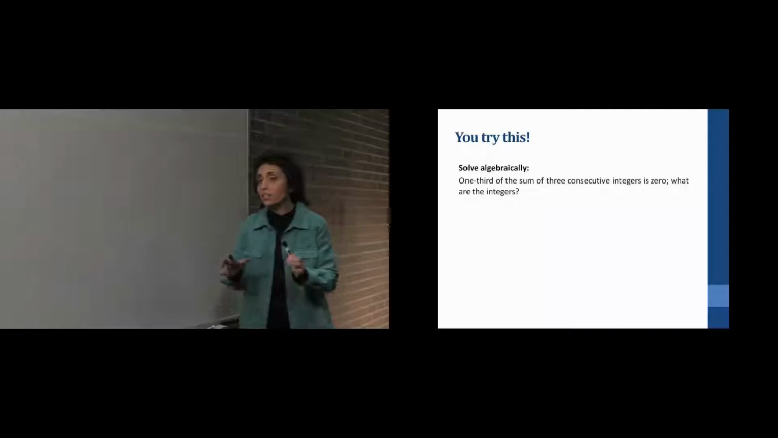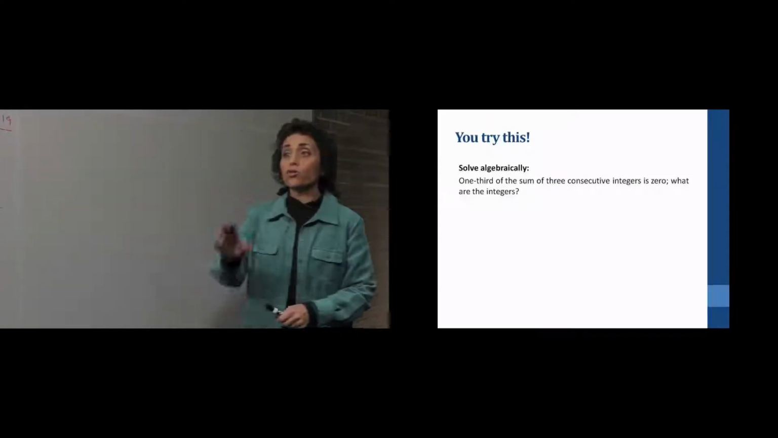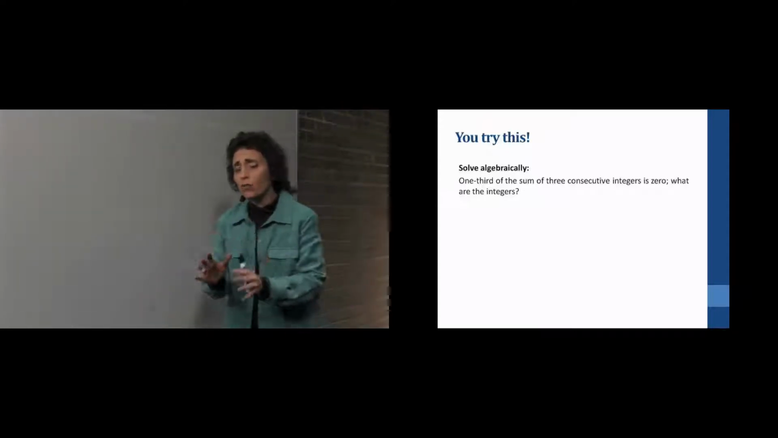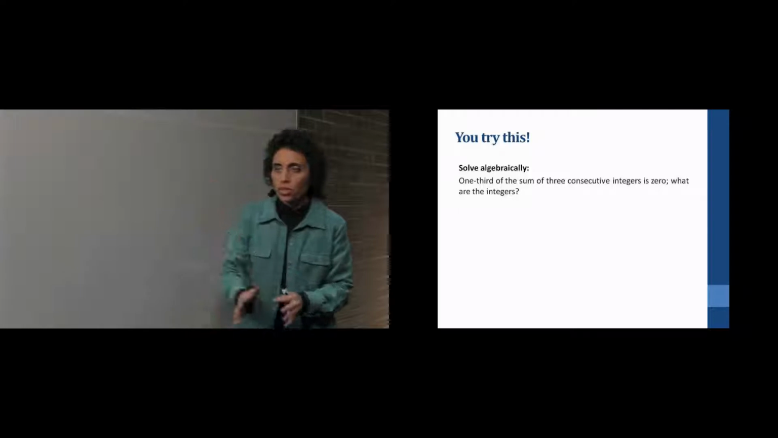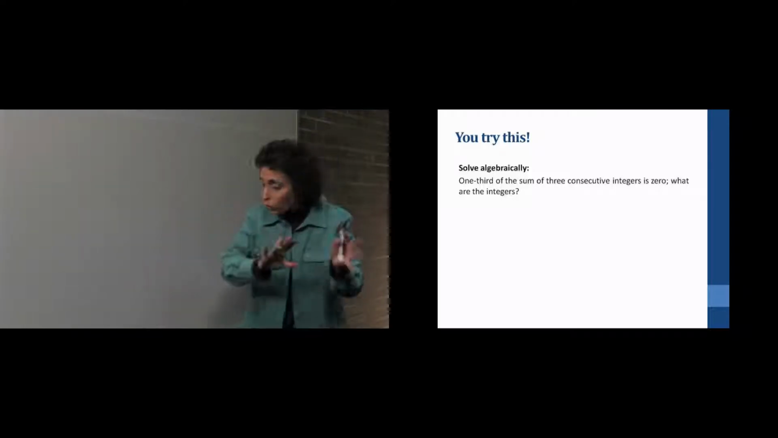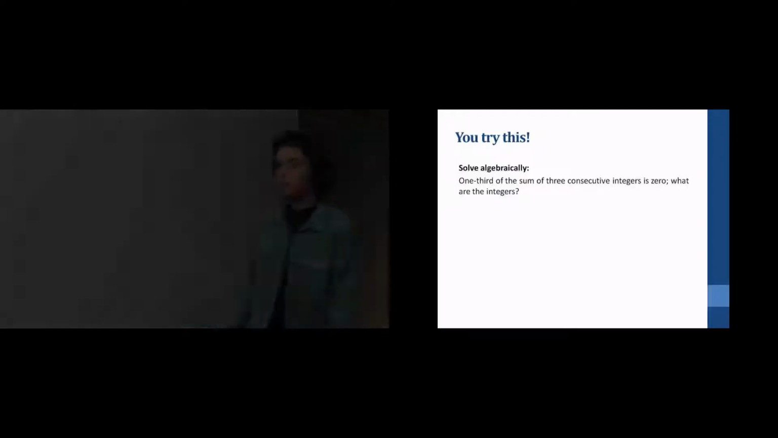All right, take a look at this next problem. 1/3 of the sum of three consecutive integers is 0. What are the integers? I'm not going to do that one for you. I want you to set it up and solve this one. So go through the whole thing, remembering everything we know about verbal problems and about this type of problem, and then click the video when you're ready.